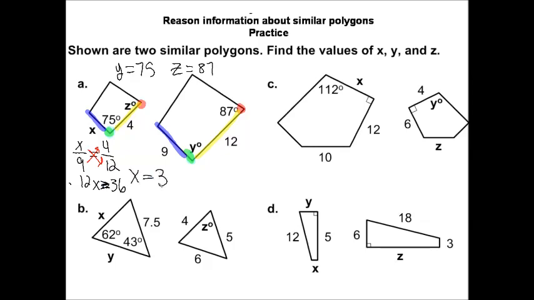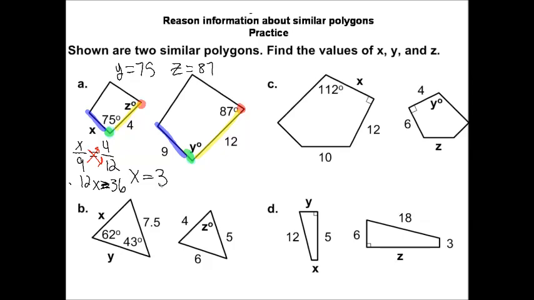Now, how else could you have done this? When I look at this, 4 times 3 is 12. And I could have said something times 3 is 9 and divided by 3. So if you see what it got multiplied by, that's called the scale factor, you can use that. If you don't see it, you create the proportion.